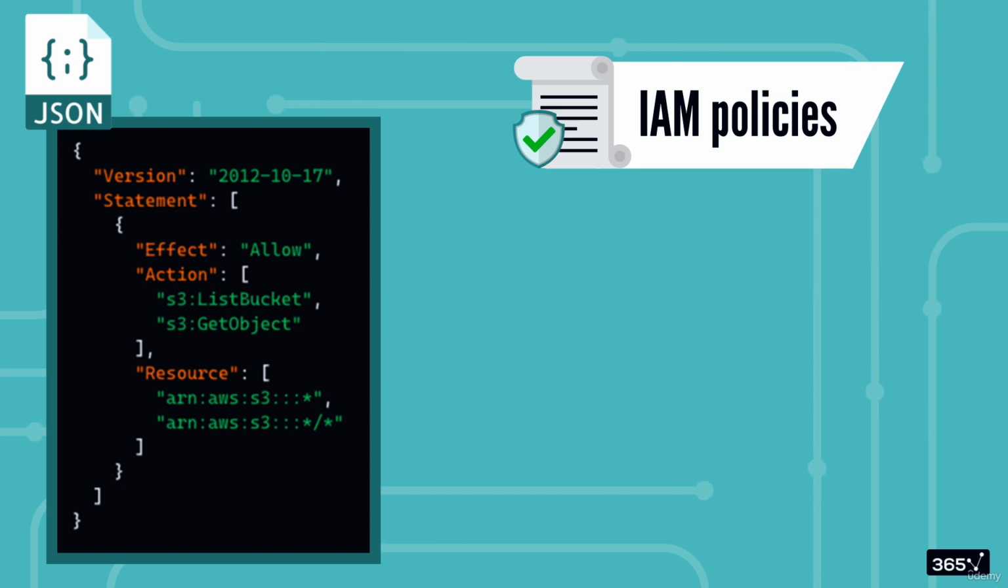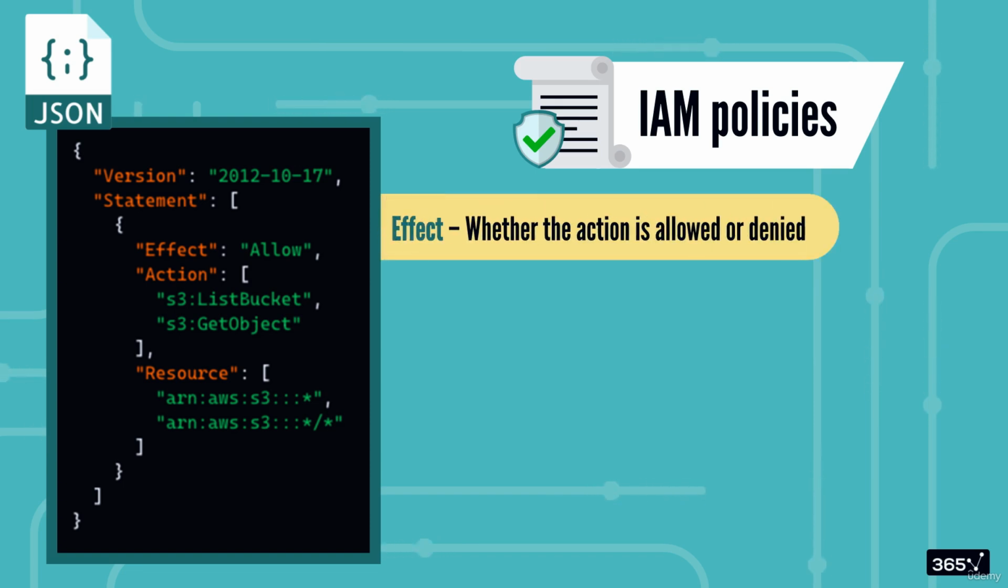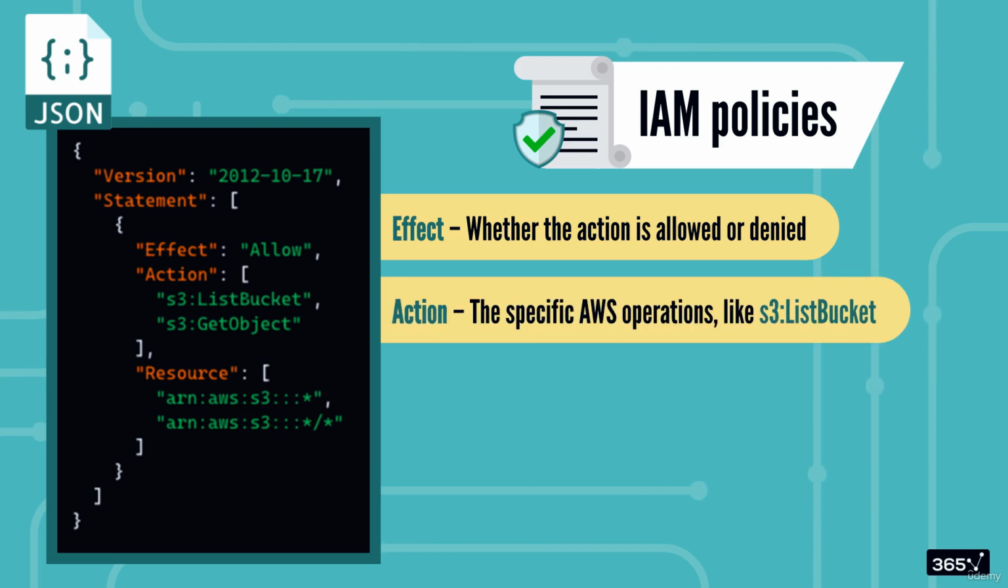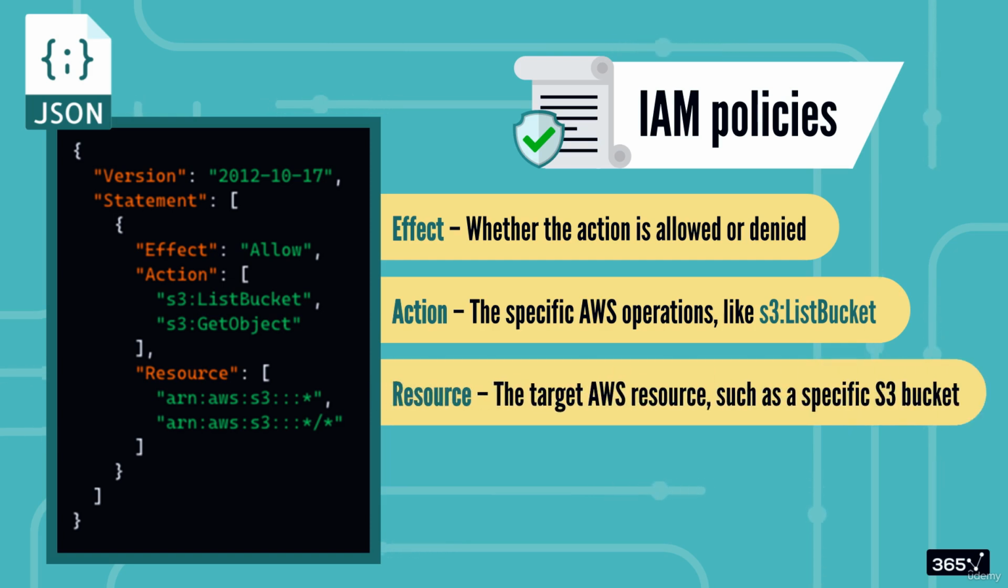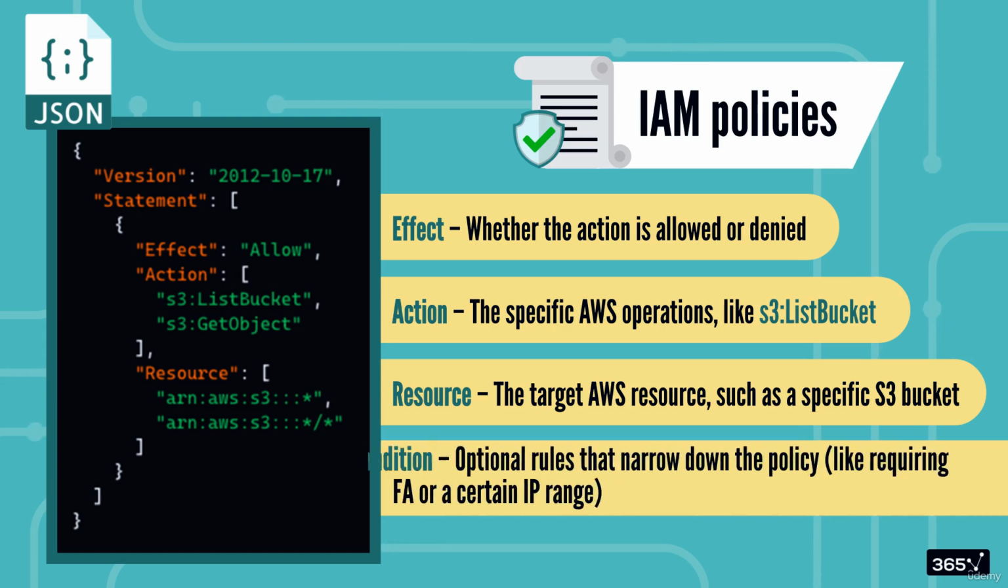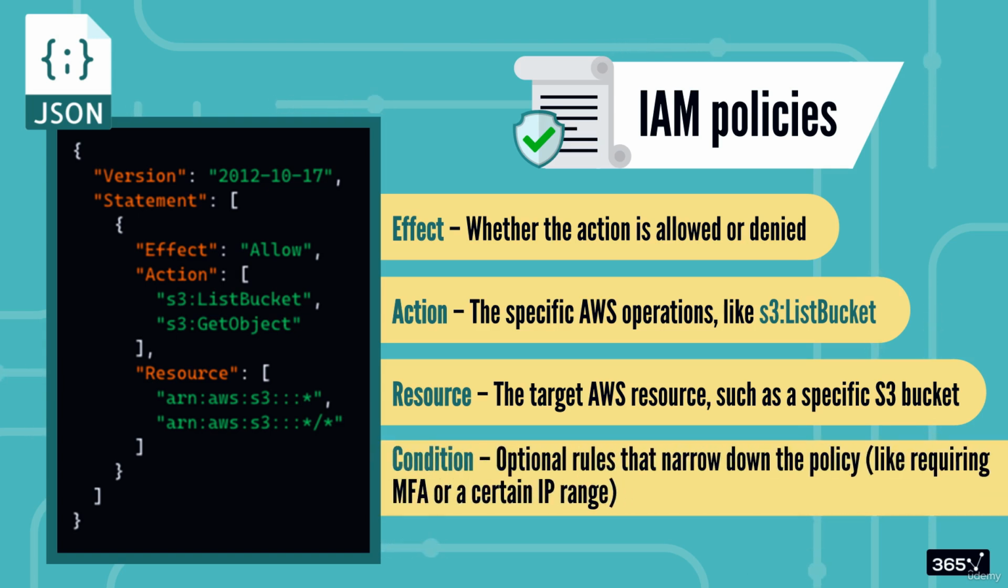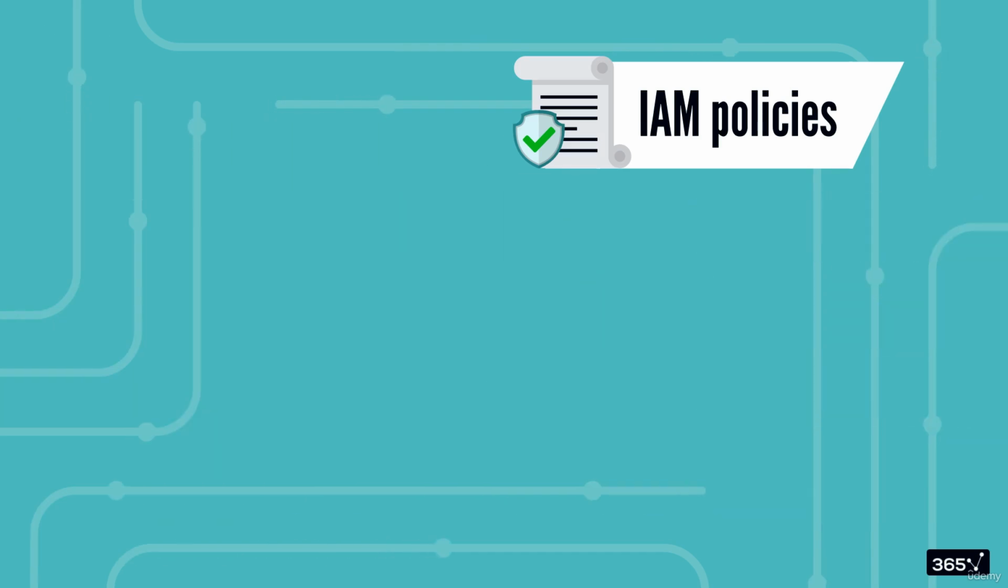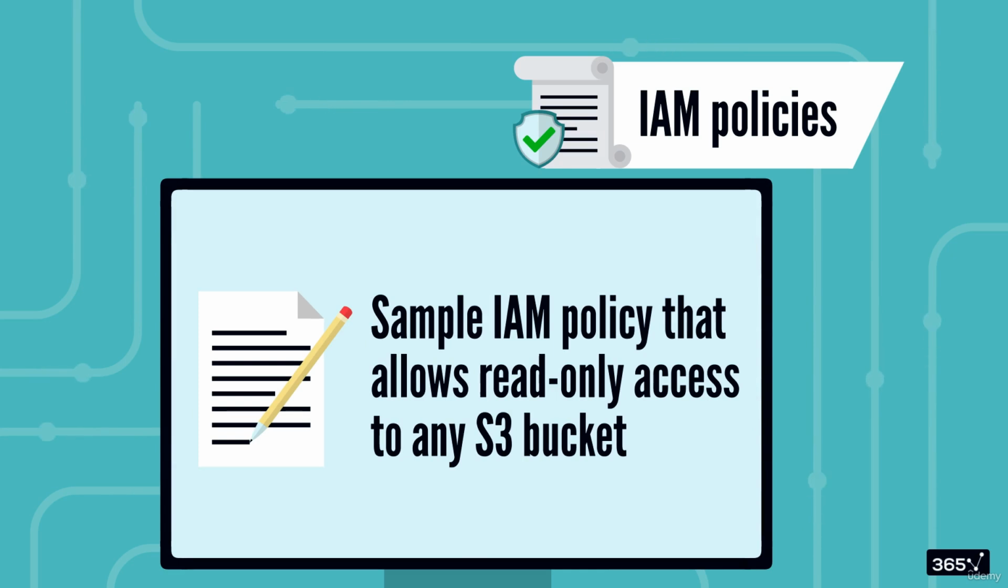Each statement includes an effect, which is whether the action is allowed or denied; an action, which is the specific AWS operation, for example, S3 ListBucket; a resource, which is the target AWS resource, such as a specific S3 bucket; and finally, a condition, which is optional, a rule that narrows down the policy, for example, requiring MFA or a certain IP range.